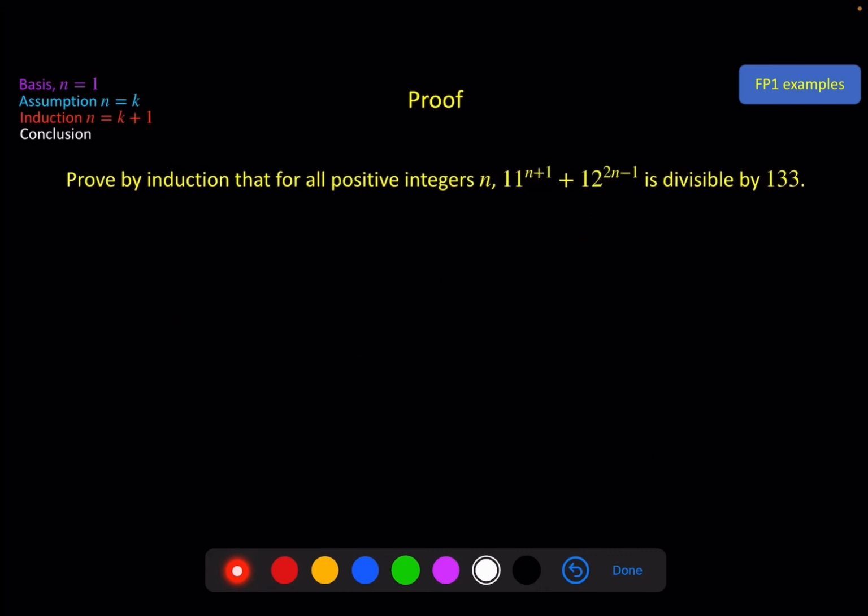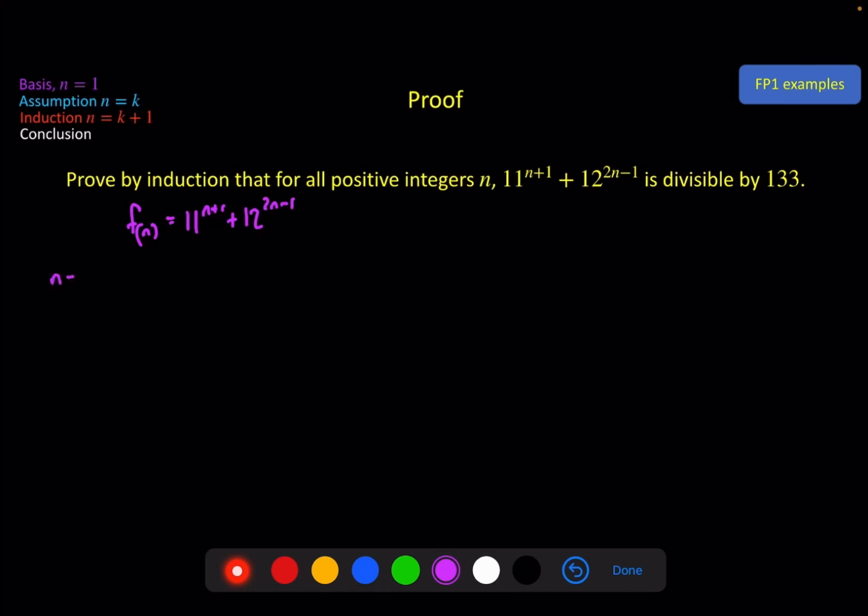Final example. Prove by induction that for all positive integers n, 11 to the n plus 1 plus 12 to the 2n minus 1 is divisible by 133. Okay, on the face of it, this one looks a little bit nastier, but it's pretty much the same idea. Make it into a function of n. We've got 11 to the n plus 1 plus 12 to the 2n minus 1.